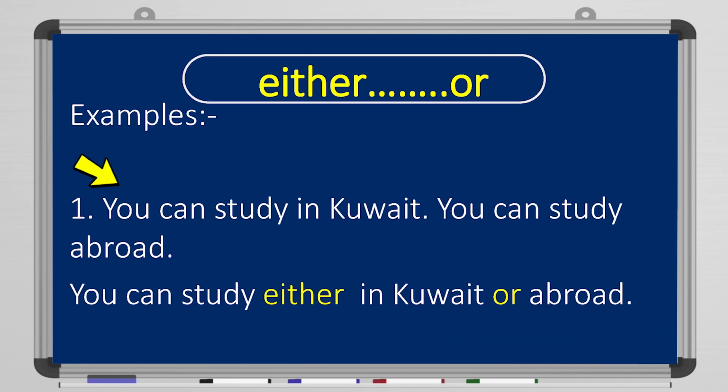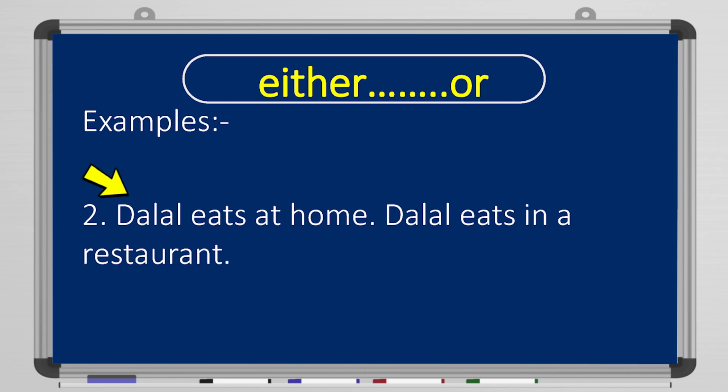However, either...or, we said it's for options. You can either have this or that. Look at the examples provided for you. You can study in Kuwait, you can study abroad. You can study either in Kuwait or abroad. We have more examples. You can look at them in the video.